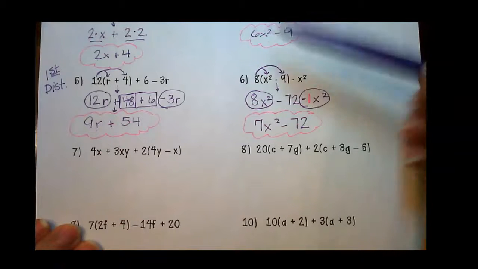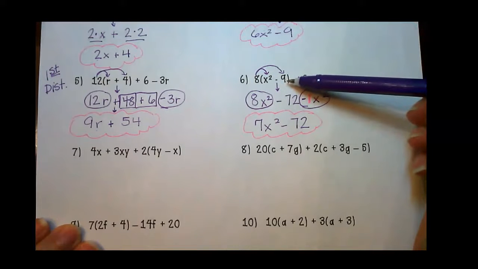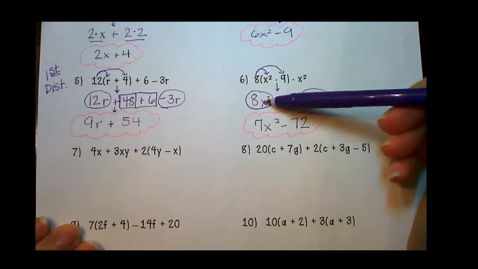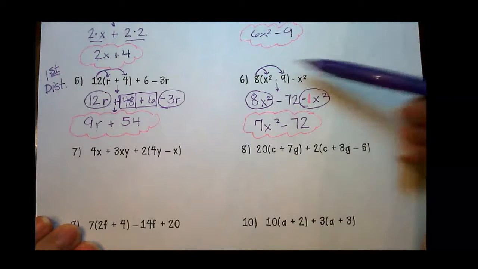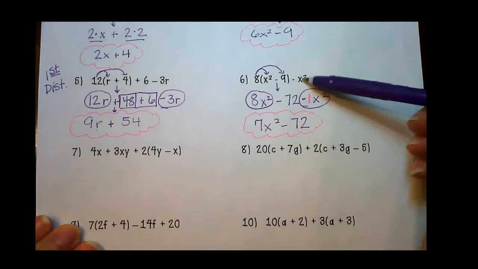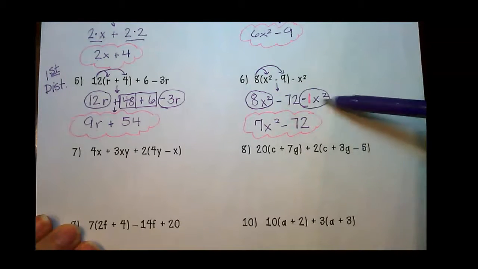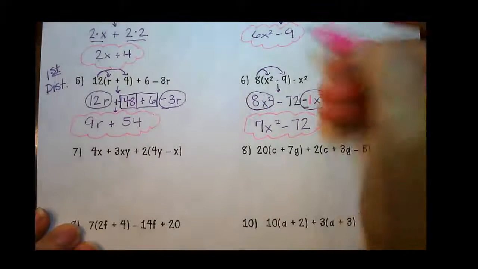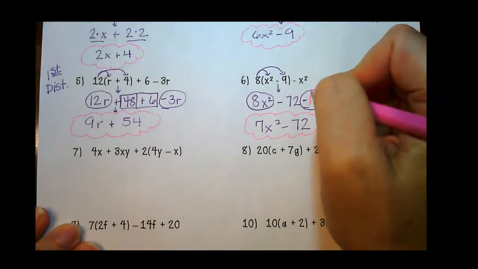Welcome back. I am pretty confident that you were able to distribute the 8. We have 8x squared. 8 times x squared is just 8x squared. And then 9 times 8 is 72. There's a minus and bring it down. Bring down the x squared, and now we look for like terms. Now, don't forget, there is that imaginary 1 right here.